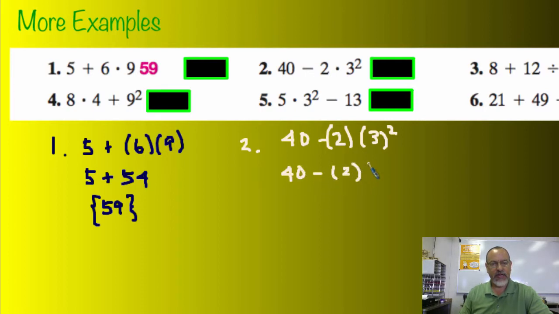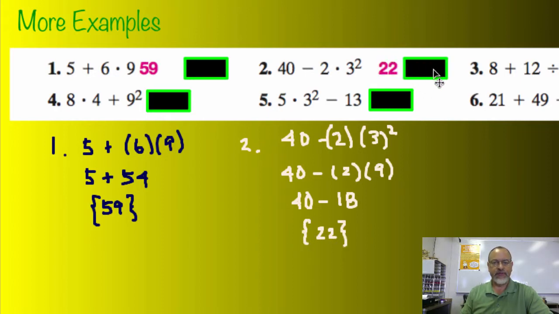So everything else stays the same. Minus 2, and now this is going to be times 3 squared, which is 9. I've taken care of my exponents. Now I want to go ahead and multiply or divide. So 40 minus, then I can do 2 times 9, which is 18. So I've taken care of my multiplication, and now I can do 40 minus 18, which is going to be 22. So my answer is going to be 22.